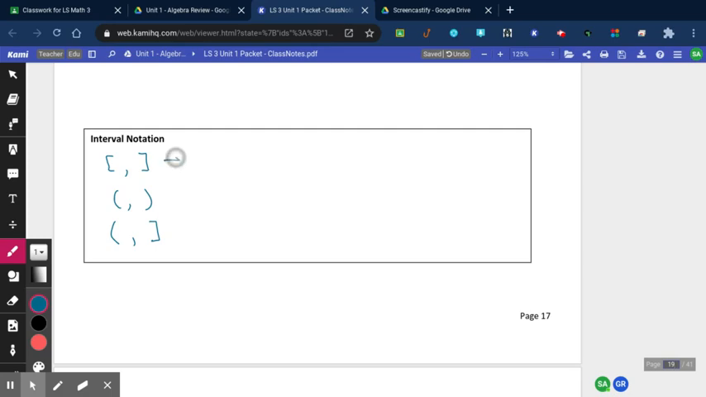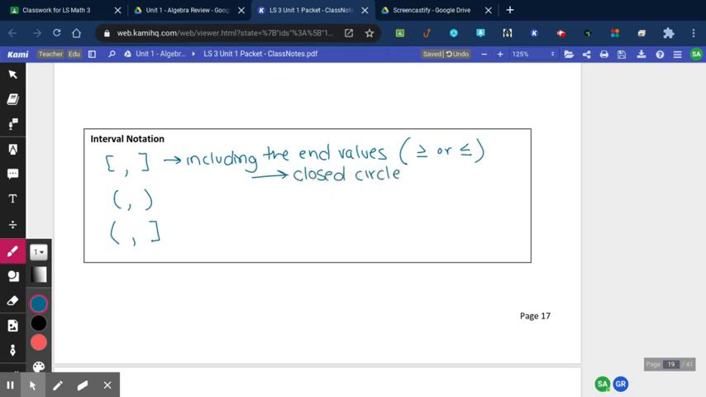So the brackets mean including the end values. So you're going to use a bracket when there is a symbol like greater than or equal to or less than or equal to, right? If I'm saying equal to, then it's getting included, so you're going to use a bracket, okay? In terms of inequalities, when I graph my number lines, this means I'm going to have a closed circle because I'm including that value, okay?